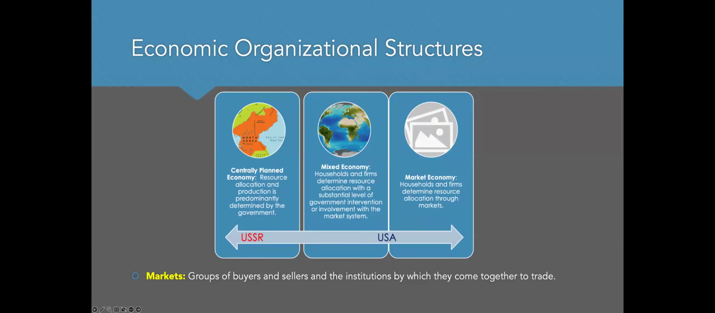So we have three. We have a centrally planned economy, which basically says resource production or allocation and goods and service production is predominantly determined by the government. Really, the only potential example we have of that now is North Korea. The Soviet Union kind of did this too.